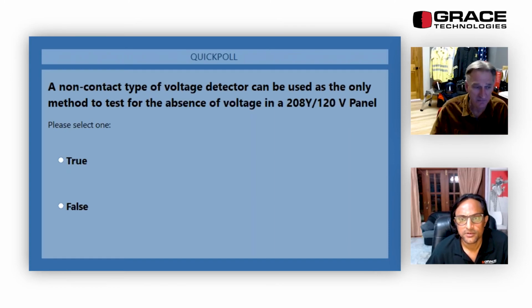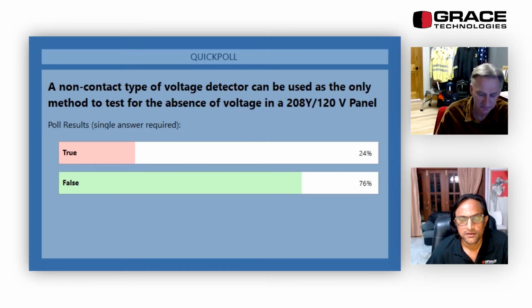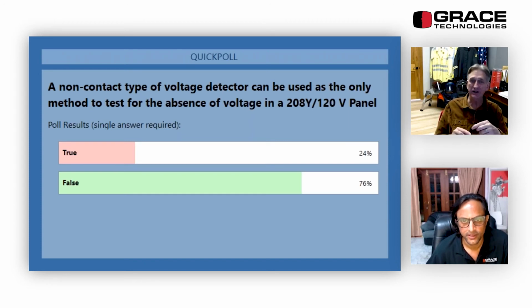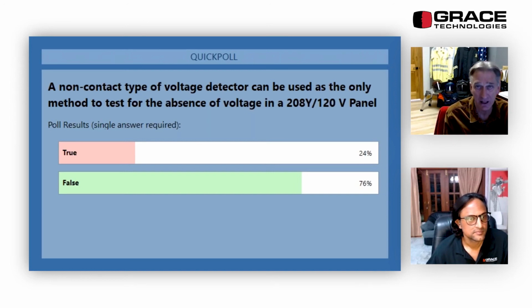All right, so I'm going to close this. Are you able to see the responses, Charlie? Yes. All right. The answer is no. It's false. You cannot use a non-contact as the only method to test for the absence of voltage. Well, what do we have to do to test for the absence of voltage? We have to test phase to phase and phase to ground. Well, you cannot do that with a non-contact.